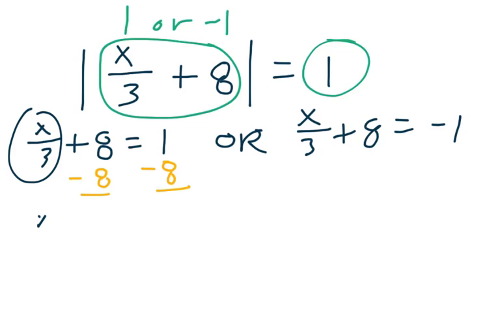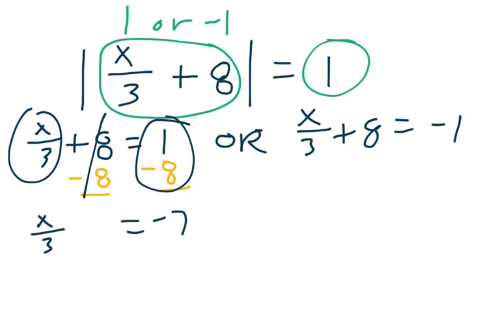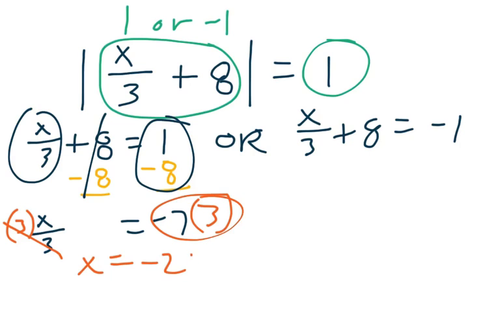So that leaves us with x over 3 equal to negative 7. 1 minus 8 is negative 7. Now please remember that a fraction, this x over 3 over here, guys, means x divided by 3. So to get rid of the divide 3, I'm going to times both sides by 3. And since 3 divided by 3 is 1, I know x is going to be negative 7 times 3, which is negative 21.